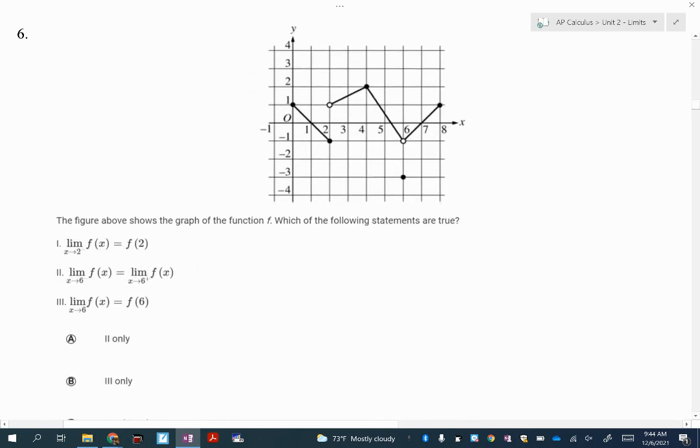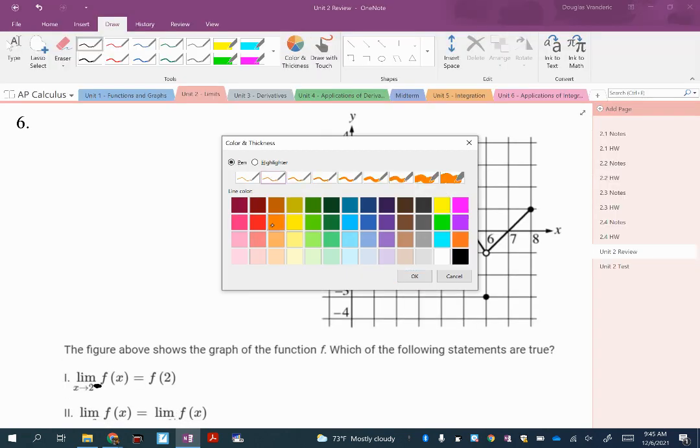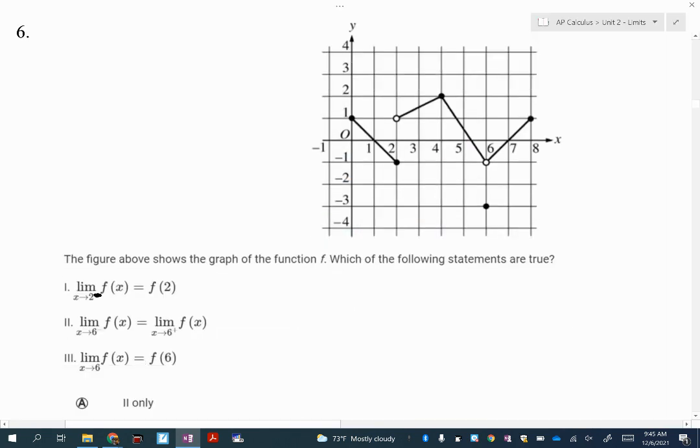All right, number 6. Which of these statements are true? The first one says the limit as x approaches 2 from the left. Hopefully you can see that negative sign there. So 2 from the left is going to be like this, and it approaches negative 1. And f of 2, because it's a closed circle, is -1, so that checks out.